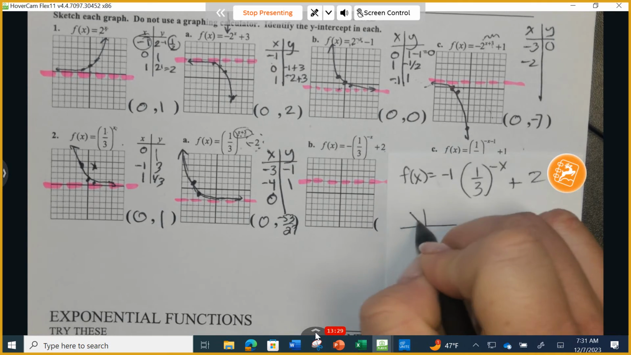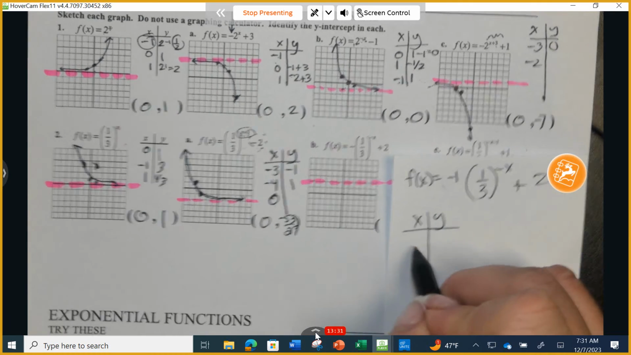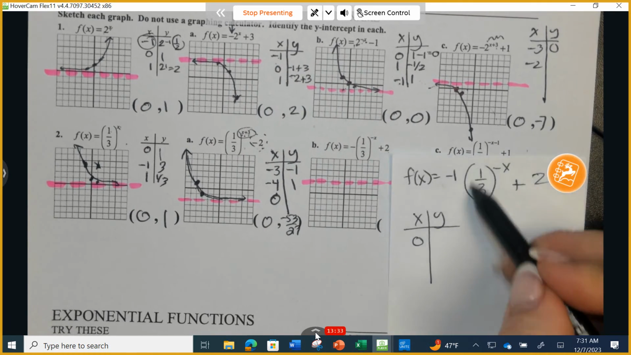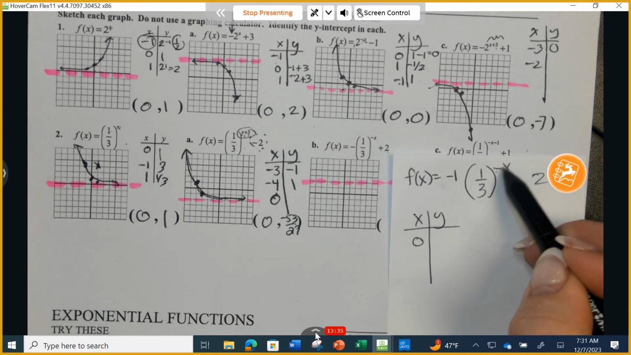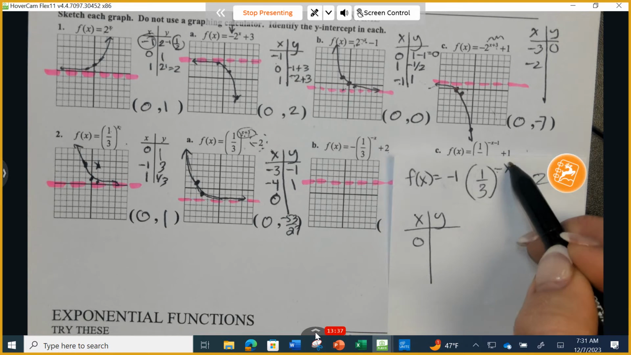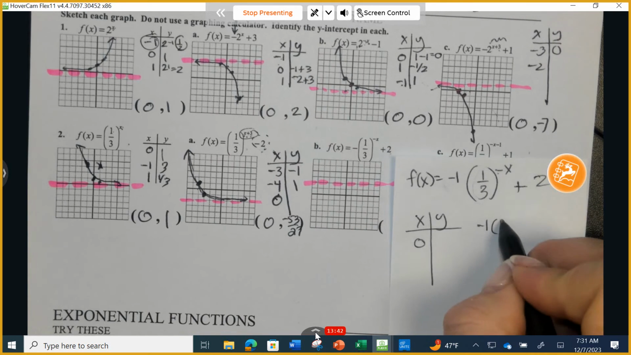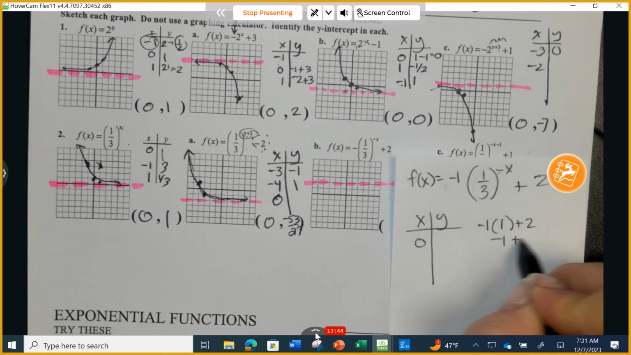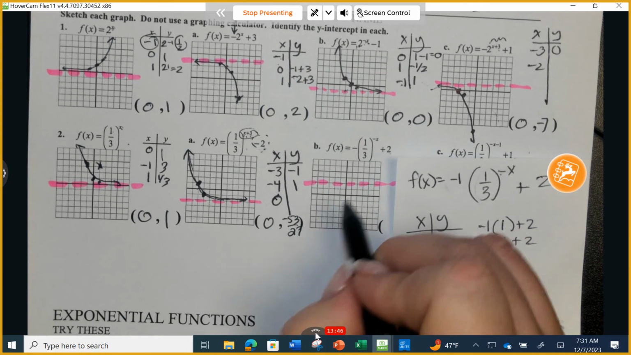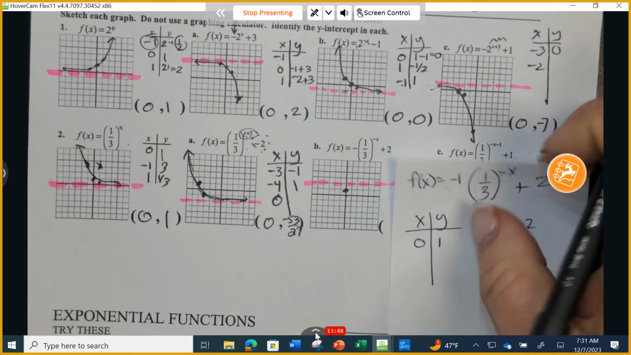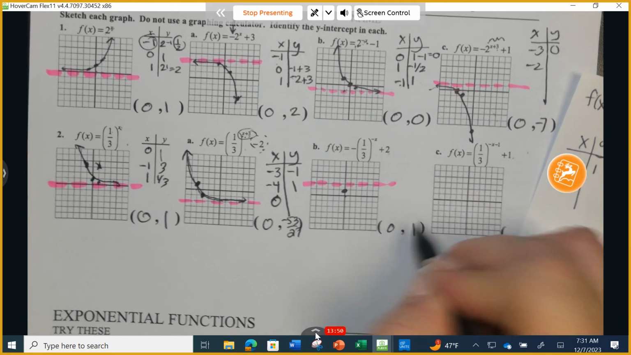I'm going to make my little list up, and I'm going to start by plugging in 0. So anything raised to the 0 power is 1. I have a -1. This becomes -1 plus 2, which is 1. So I'm going to go to 0, 1. I make a dot. I come over here, 0, 1.